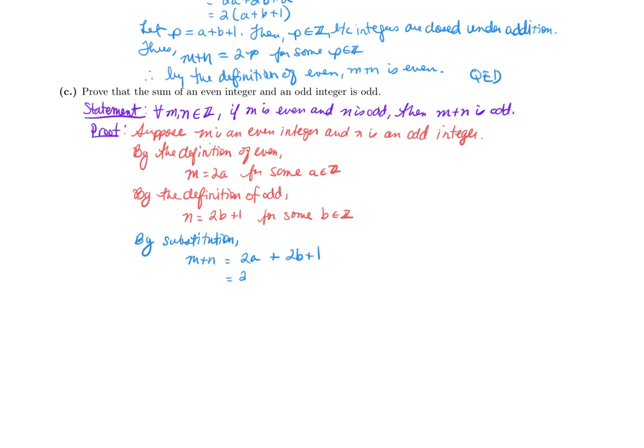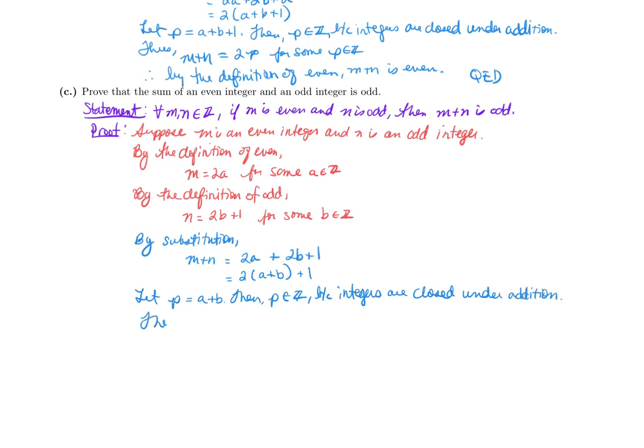So we will factor out a 2 from just the a and the b. So we will get 2 times the quantity a plus b and leave the plus 1 at the end. Because now we have 2 times an integer plus 1, which is the definition of odd. So we will let p equal a plus b. Then we know that p is an integer because integers are closed under, and again, addition.